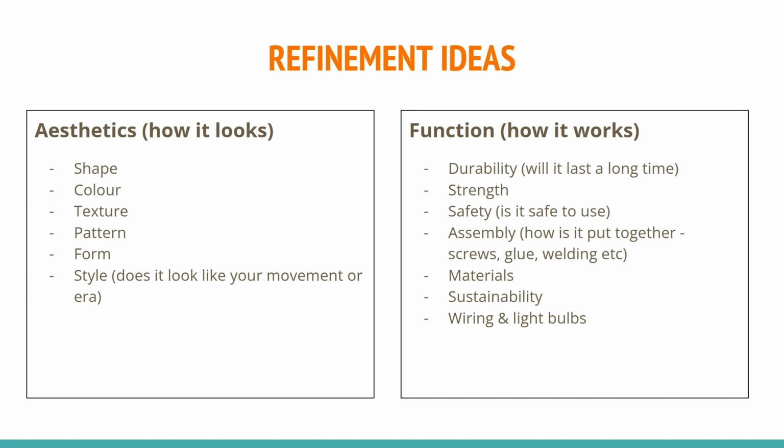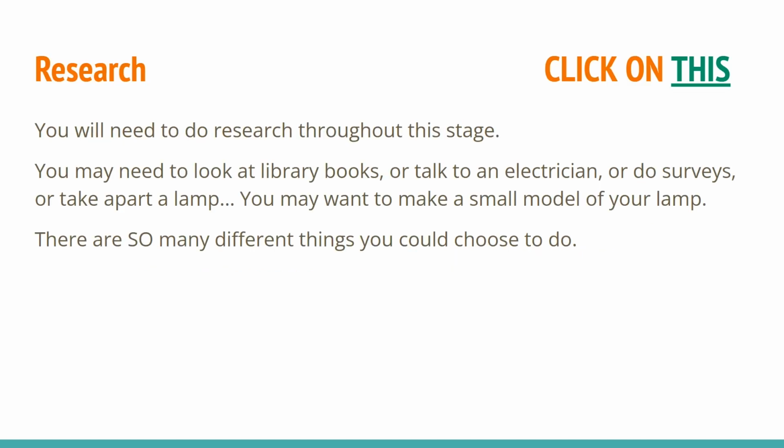Right, you might need to do some research throughout this stage. You might want to look at library books, you might want to talk to an electrician, you might want to do user surveys. So if you're making a lamp for a kid, talk to a kid. If you've got a younger brother or sister, talk to them about what they think about the lamp, whether they'd be able to tell how to use it. And you could make changes based on that. If they say the switch isn't clear, change the switch. Ask them what would be good.